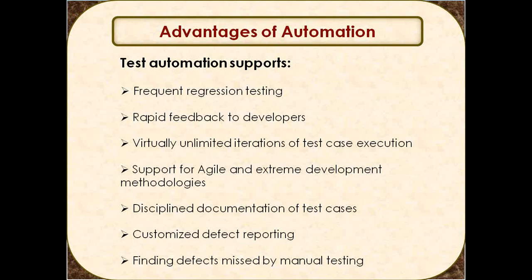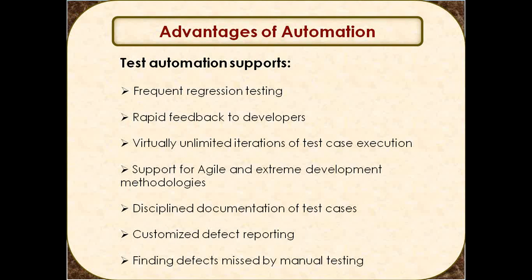And finding defects missed by manual testing. This is the main advantage of automation. Whenever we are working manually, we might skip some spelling mistakes or some small things. But if you are doing it with an automation tool, you will not miss anything. Let me give an example for this one.